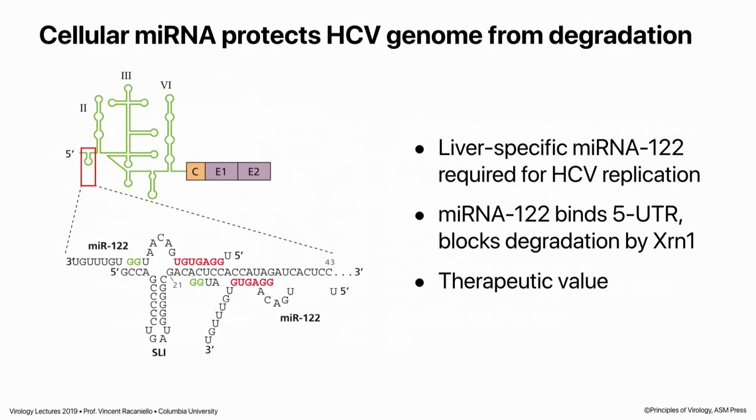This has therapeutic value. People have devised what they call an antagomir. You get it? Antagonist of miR. It's an RNA that binds miR122 really tightly and prevents it from attaching to the viral RNA, and basically the RNA is cleared. So you can take a person with hep C infection who's chronically infected for years, give them this antagomir, and it will cure their infection.